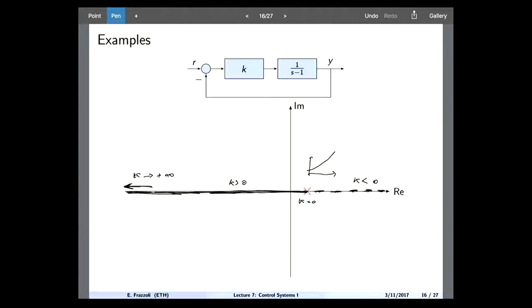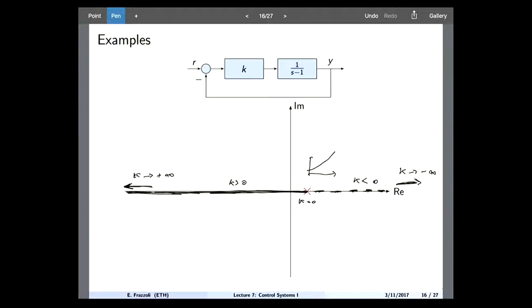okay? On the other hand, for k going to infinity with a negative value, what I will have is 360 degrees divided by 1, meaning 360 degrees. So essentially what I know is that as k goes to negative infinity, my closed loop pole will go to the right. Okay, so this is the root locus for this particular case.